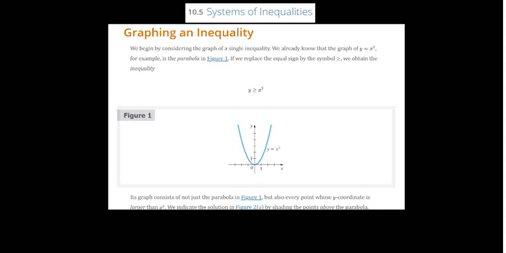Okay, so let's look at the next page. Similarly, the graph of y is less than or equal to x squared, which is in figure 2b, consists of all points on and below the parabola. However, the graphs of y is greater than x squared and y is less than x squared do not include the points of the parabola itself, as indicated by dashed curves.